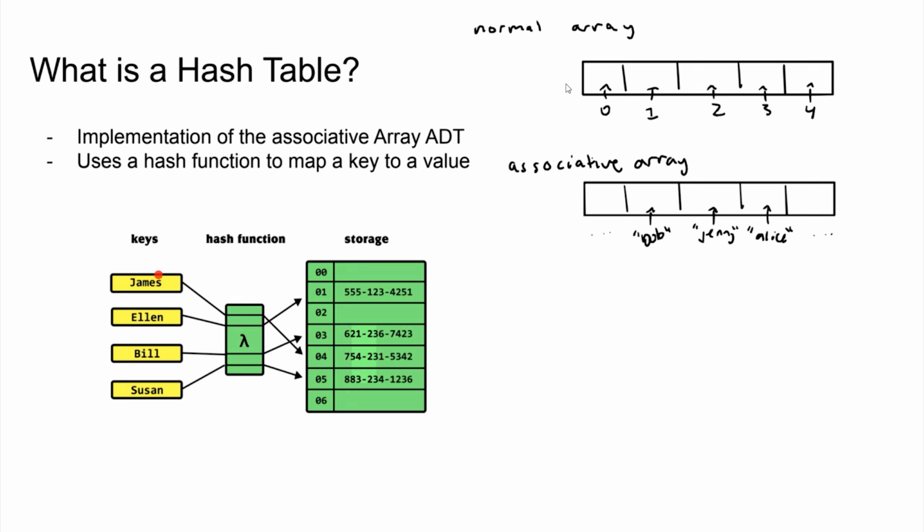We can see we have names, which are strings, on the left-hand side. We will be using these as keys. These names will be passed through a hash function, which will output a valid index inside of the array where we can store a value associated with that key.